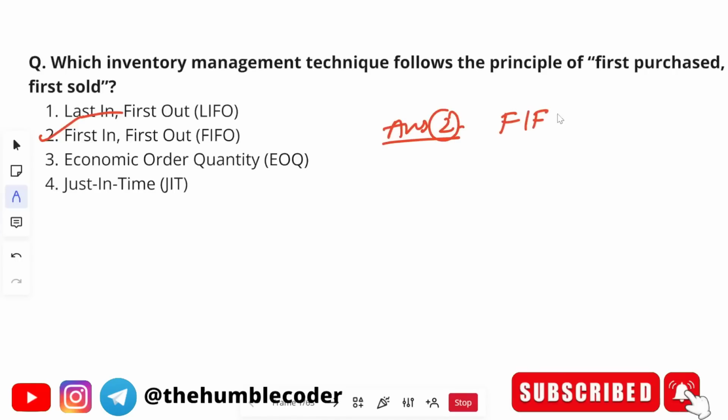FIFO ensures that the oldest inventory is sold first, reducing the risk of obsolete stock and maintaining product freshness. So whatever stock that came into your inventory first should go out first. Otherwise, what will happen? You will incur the problem of dead stock, and that should not happen, right?